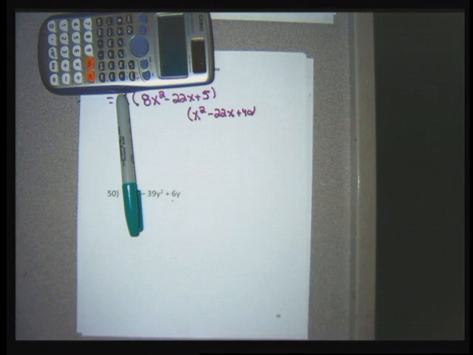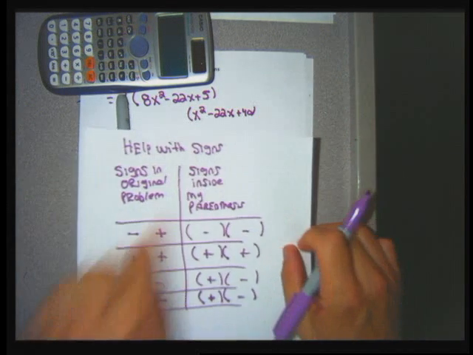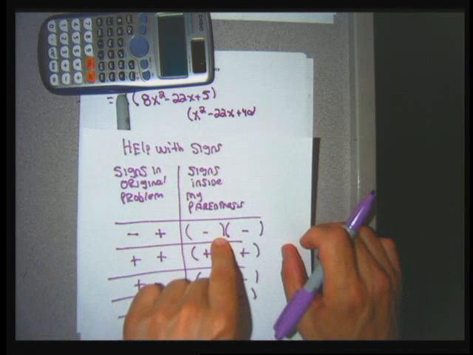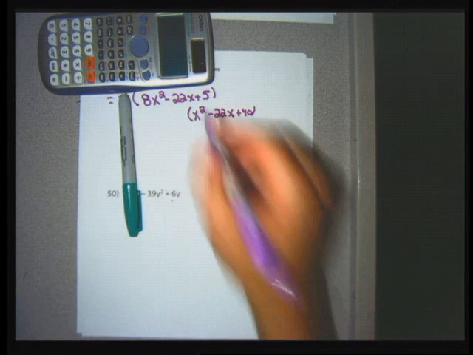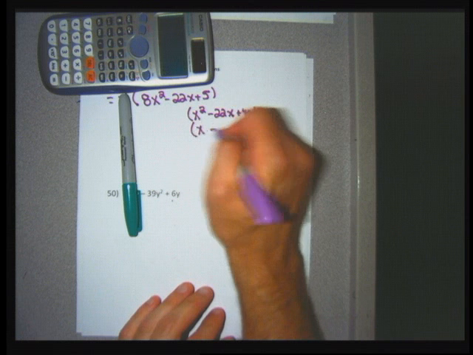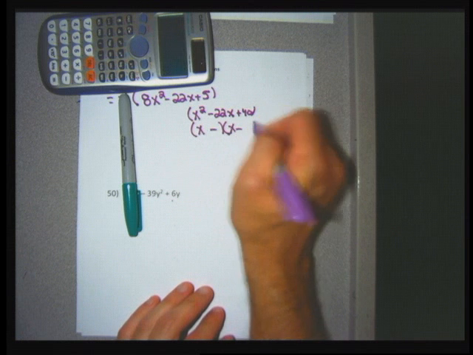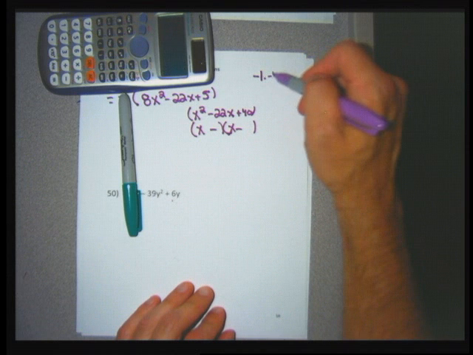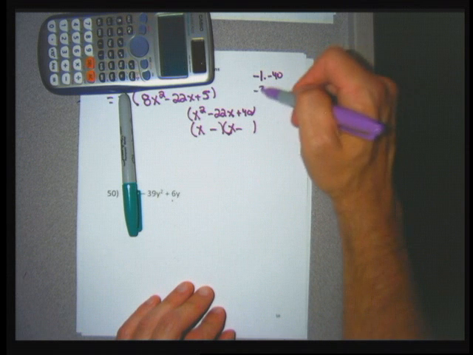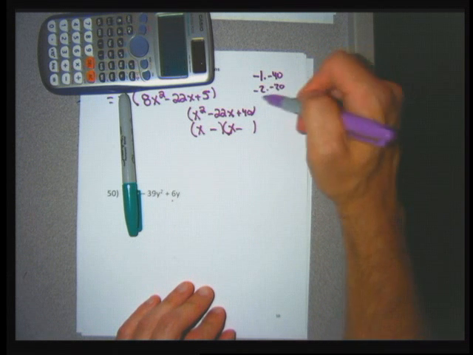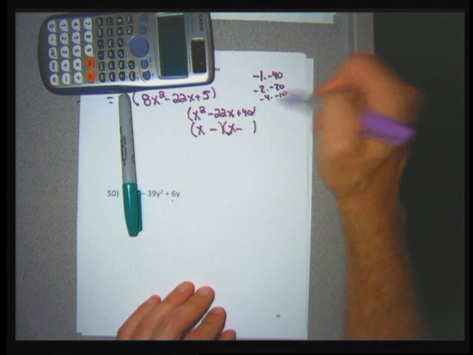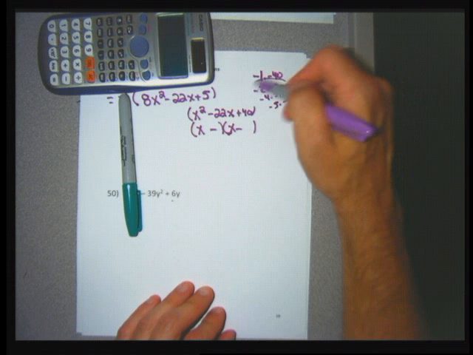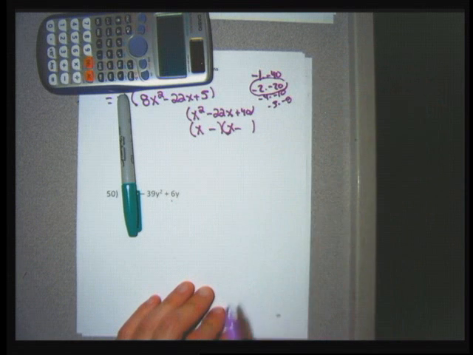I know the signs are a double minus, because if the first sign is minus, the second sign is plus, I get a double minus. So when I go to factor this, I'm going to get an x and a minus, an x and a minus. And the factors of 40 I have to consider are minus 1 and minus 40, minus 2 and minus 20, minus 4 and minus 10, minus 5 and minus 8. The pair that's going to give me the minus 22 are the minus 2 and the minus 20.